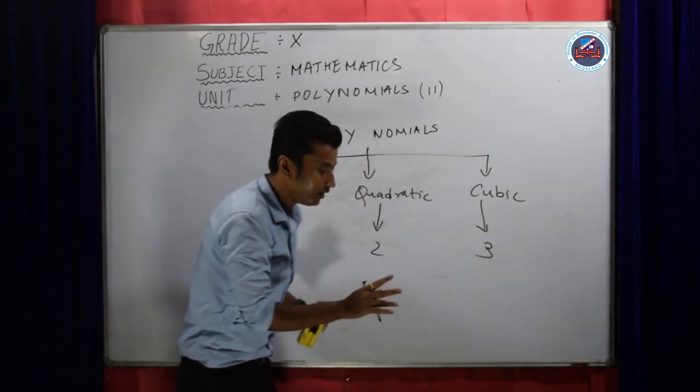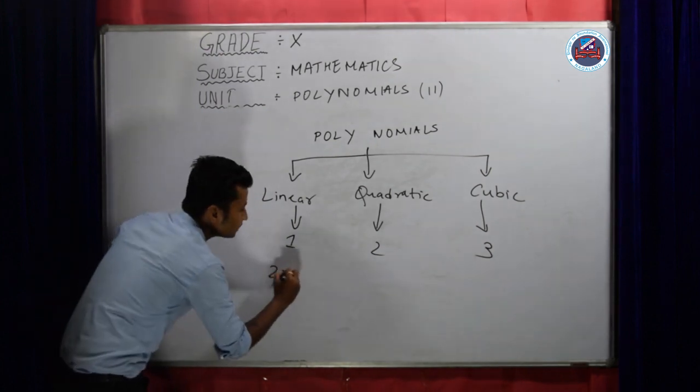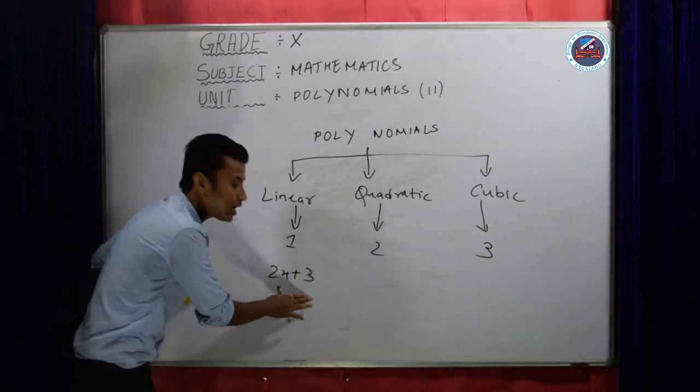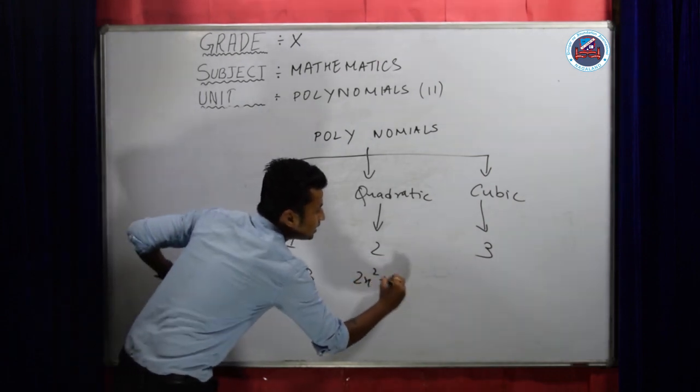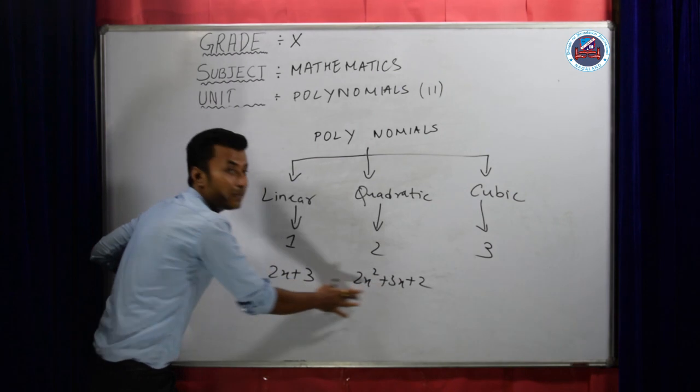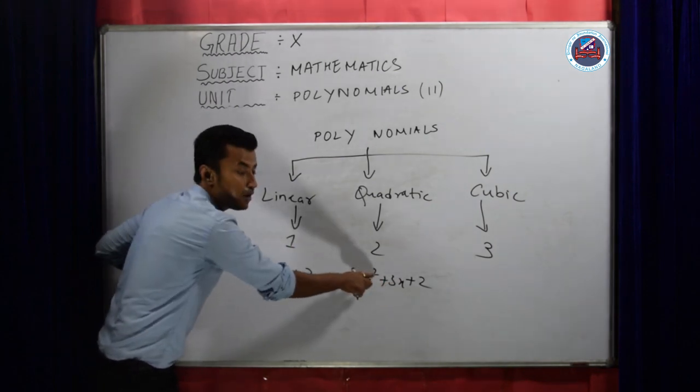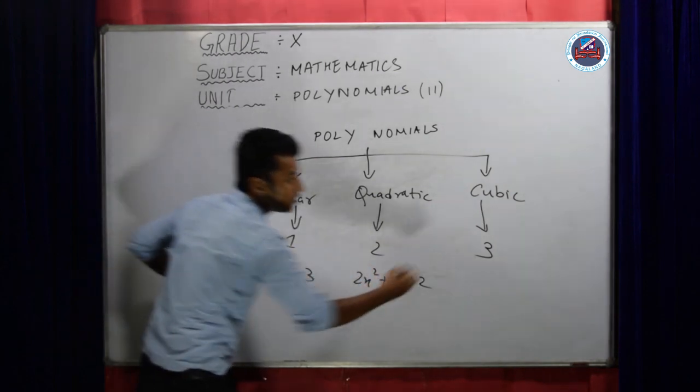Okay? You want the example? Here it is. 2x plus 3. This is an example of a linear polynomial. The highest power is 1. 2x square plus 3x plus 2. This is an example of a quadratic polynomial. The highest power is 2.